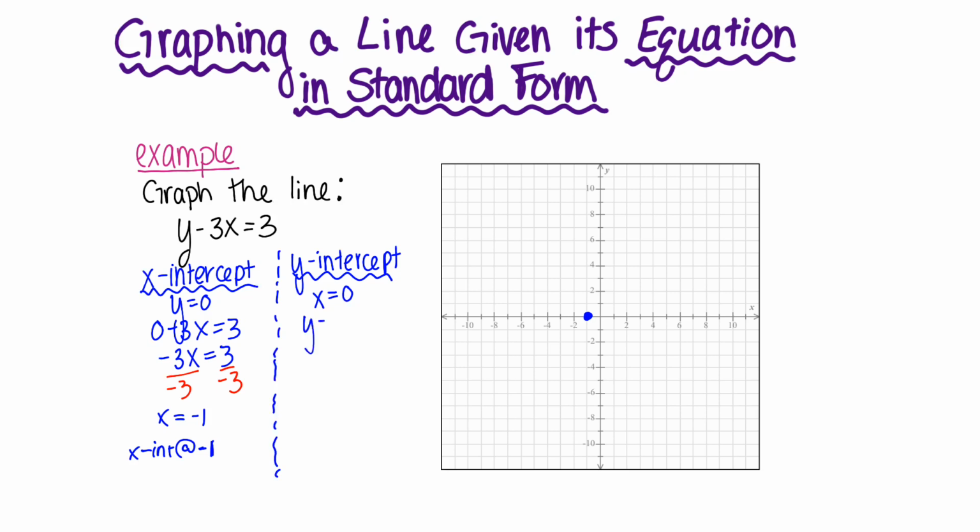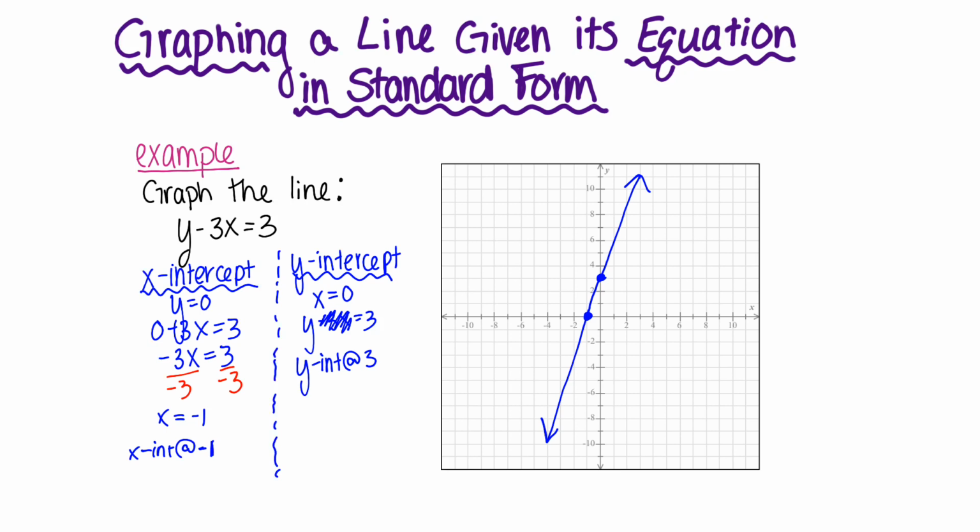So if I had this equation and I just got rid of the x part, it would be as if that didn't exist. And I get y equals 3 for the y-intercept. So it's as easy as that. The y-intercept is at 3. So on the y-axis, I'm plotting a point at 3. And now I have 2 points. I can connect them together and I have a line.